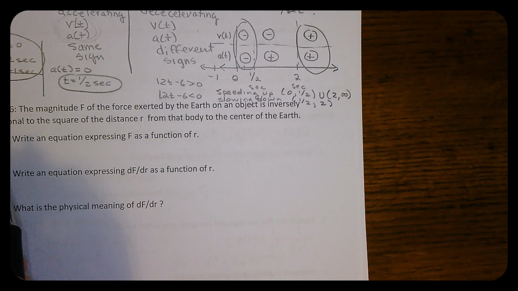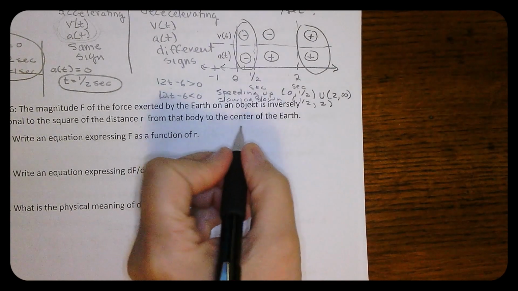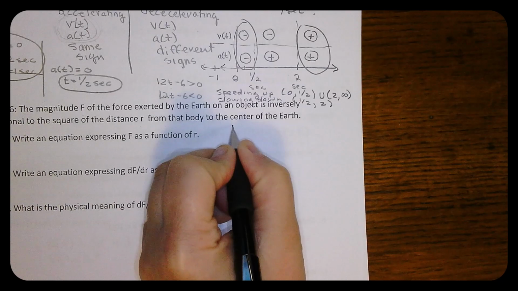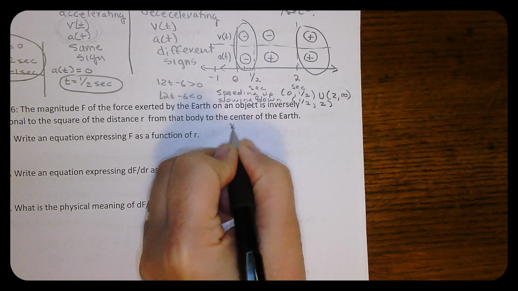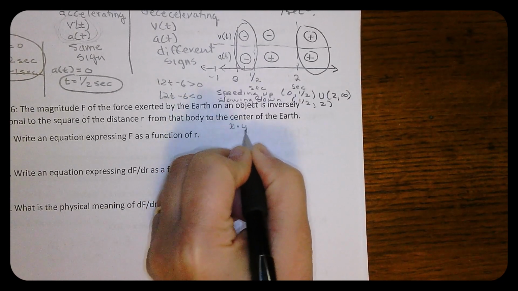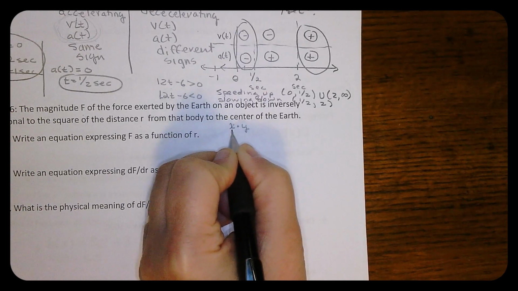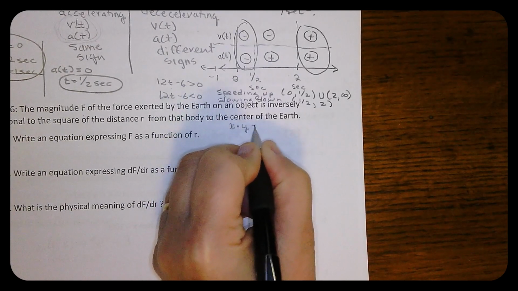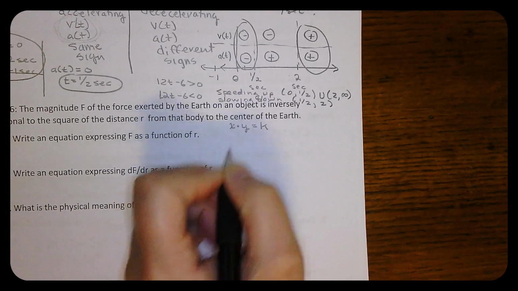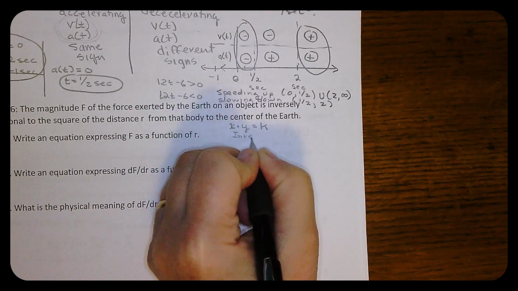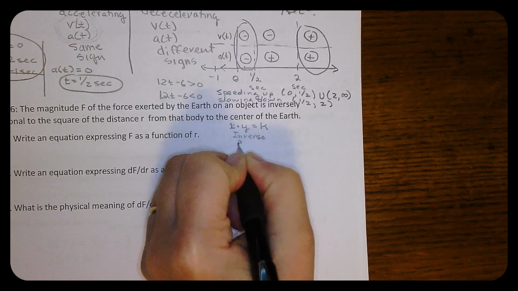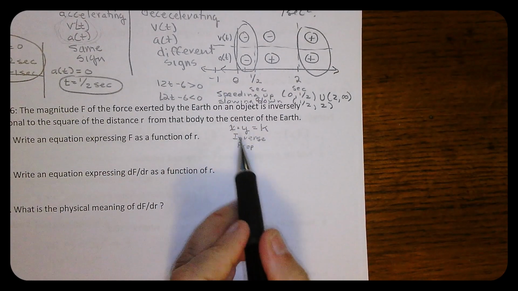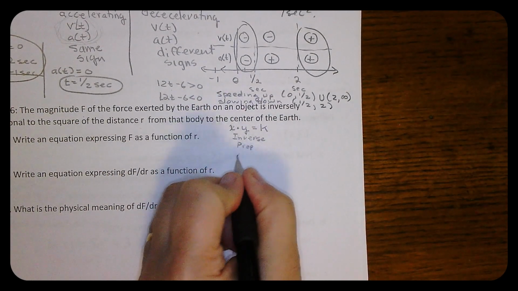Okay, so what we have is an inverse proportion, so you have to remember what that is. The way I remember an inverse proportion is the two items, x and y. If they're inversely proportional, that means when you multiply them together, it's going to equal some constant k. That's an inverse proportion.